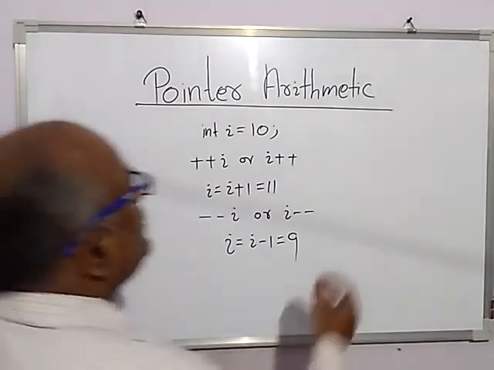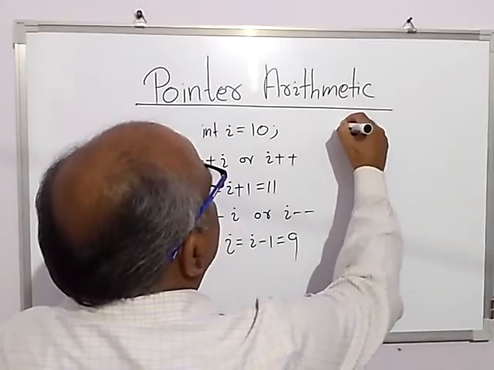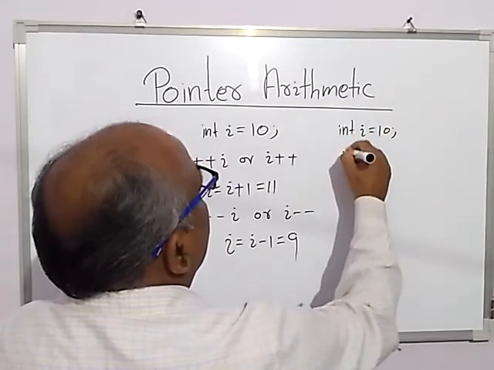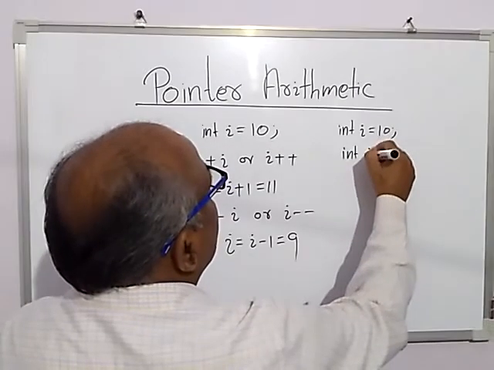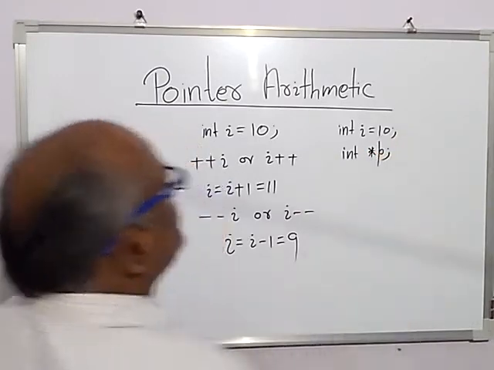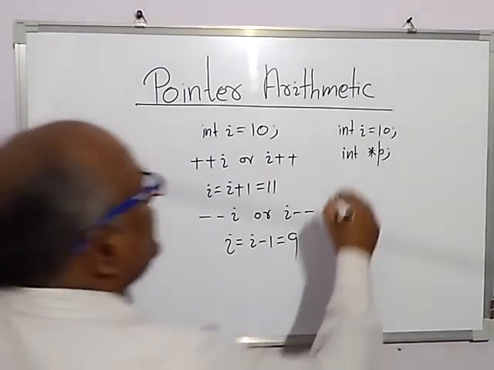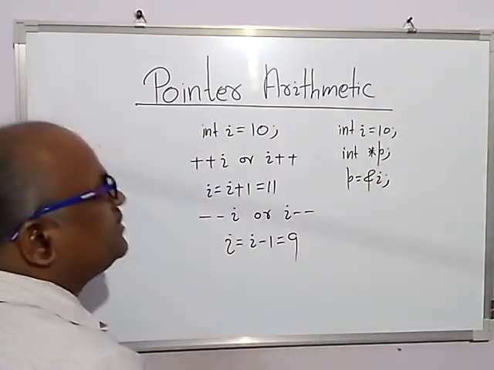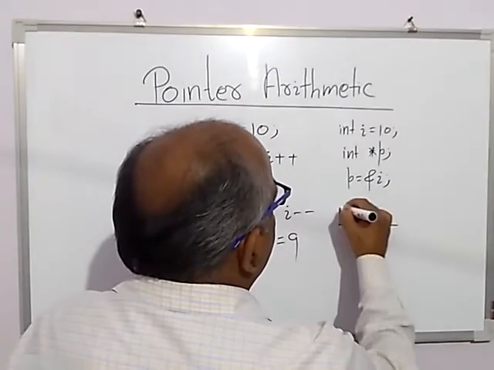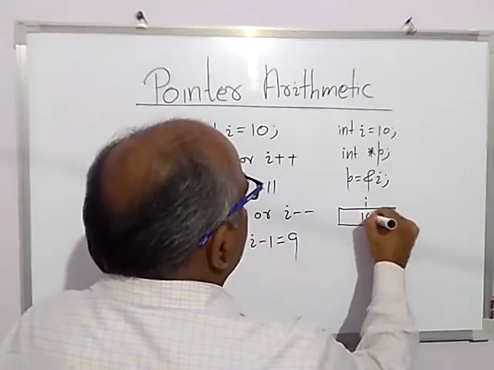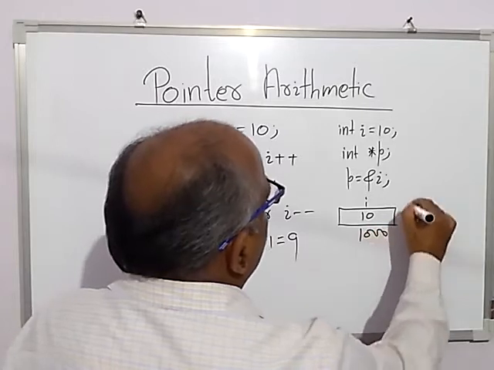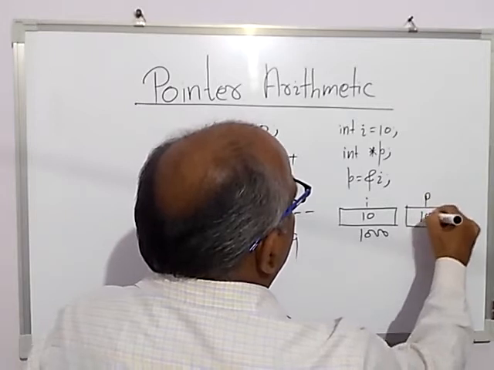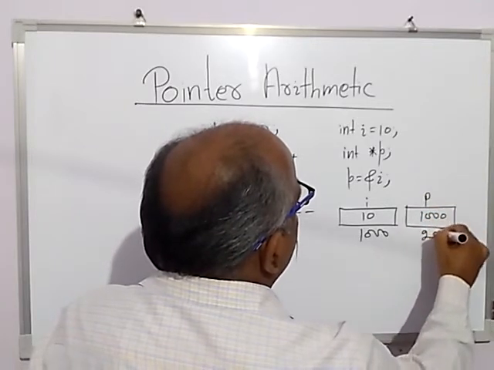Now you see, if you consider a pointer variable, suppose int i = 10 and int *p is a pointer variable, p = &i. What does it mean? i is a variable whose value is 10, address is 1000, suppose. And p is a pointer variable whose value is 1000, address is 2000.